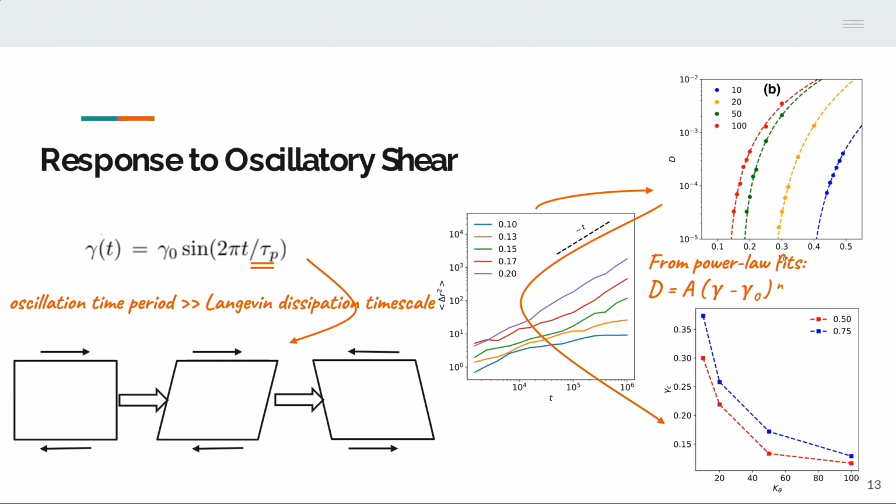Then we can plot that against k theta, and we see that more deformability leads to a larger yield threshold. Here we can see that as k theta decreases from 100 to 10, there is almost an 8-fold increase of the threshold strain amplitude. And if we decrease the pressure, then we see that this increase in strain amplitude is lowered.